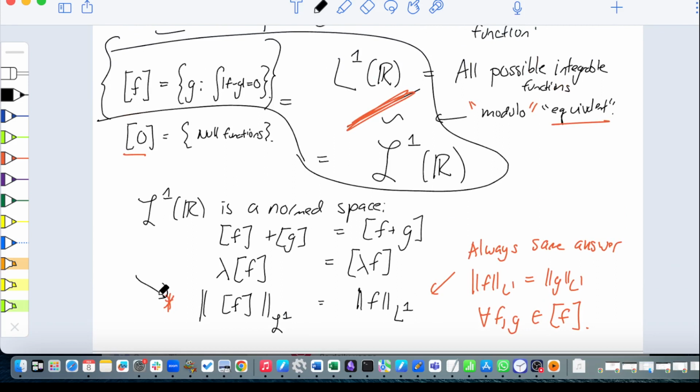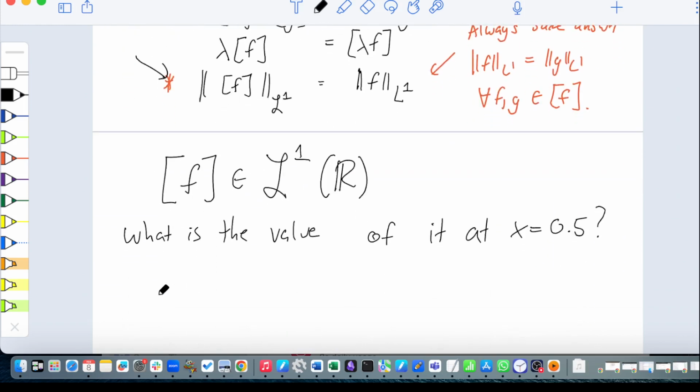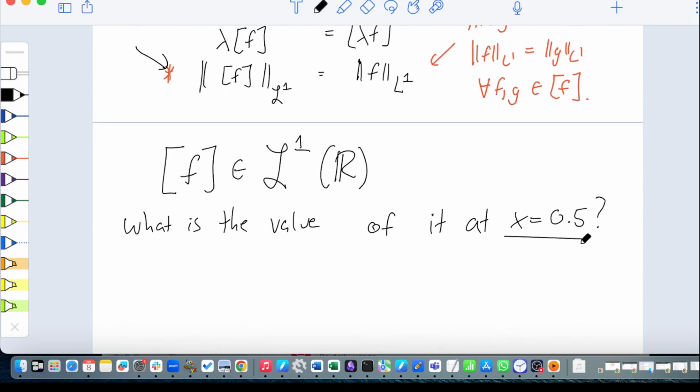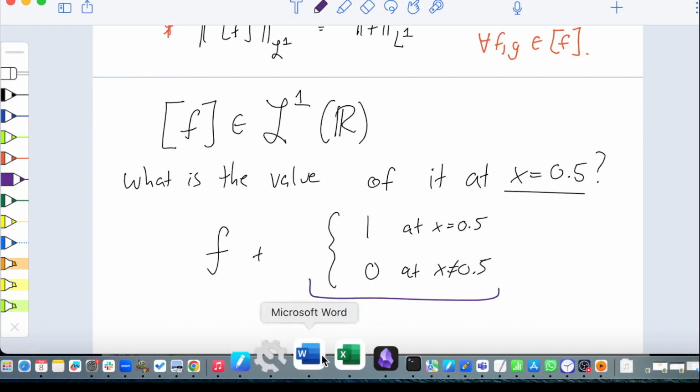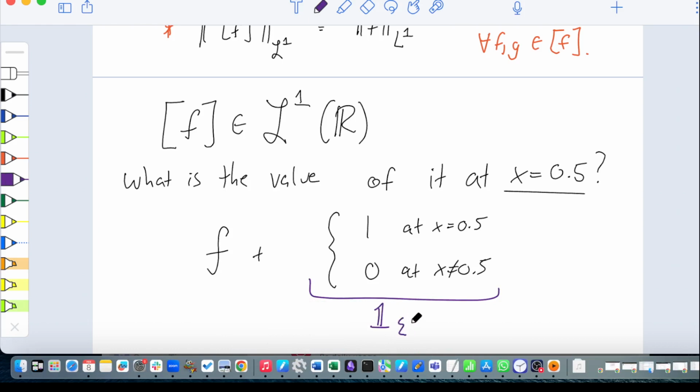So if you have to do something to the class and you pick one guy, you better hope that it's going to be the same answer no matter what you get. This is like the cousin in Romanian problem. Okay, but is picking out the value at x equals 0.5 the same for every element of the class? The answer is definitely not. That's because you can take f plus the function which is 1 at x equals 0.5 and 0 at x not equal to 0.5. This is the classic nullest of null functions, the indicator of the set {0.5}.